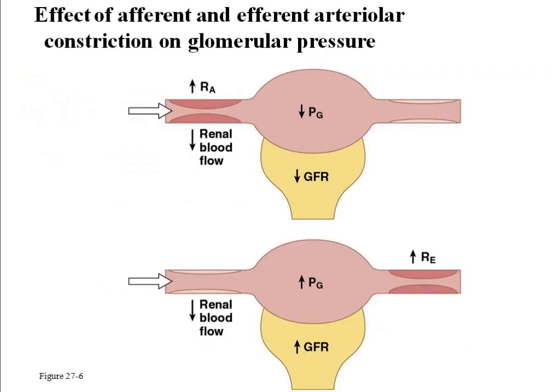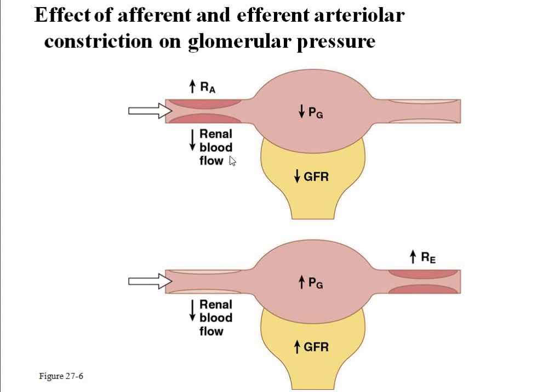Now, what is the effect of afferent and efferent arteriolar constriction on glomerular pressure? So here you can see the same figure. This is the glomerulus, this is the afferent arteriole, the efferent arteriole. And here you can see the afferent arteriole is constricted. Increased RA means there is increased resistance of the afferent arteriole. So when the resistance of the afferent arteriole increases, what is going to happen to the blood flow?